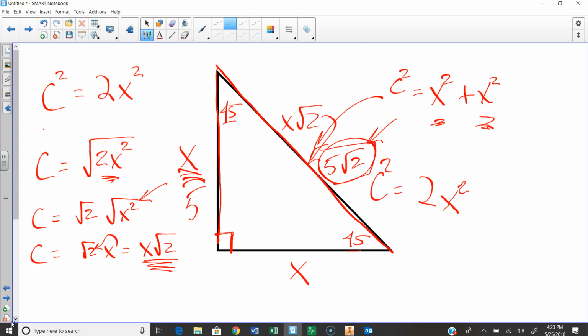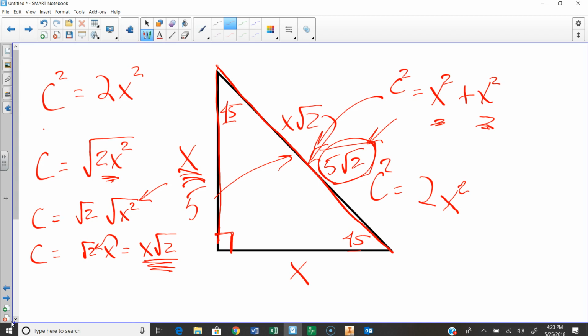So I go from leg to hypotenuse. If I know a leg, I get the hypotenuse by multiplying by the square root of 2. It makes sense, the hypotenuse is going to be larger. The square root of 2 is like 1.41, blah, blah, blah. So it's going to be bigger.